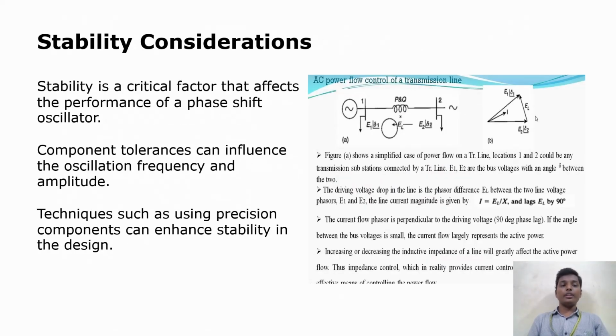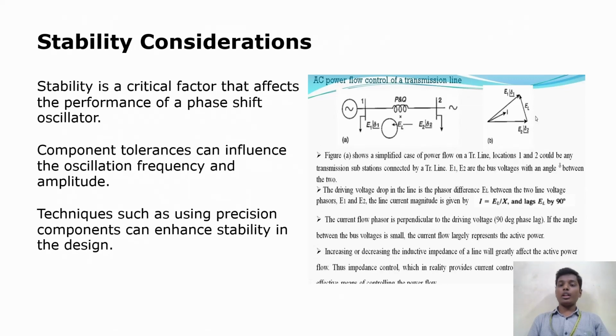Stability considerations. Stability is a critical factor that affects the performance of a phase shift oscillator. Component tolerances can influence the oscillation frequency and amplitude. Techniques such as using precision components can enhance stability in the design.